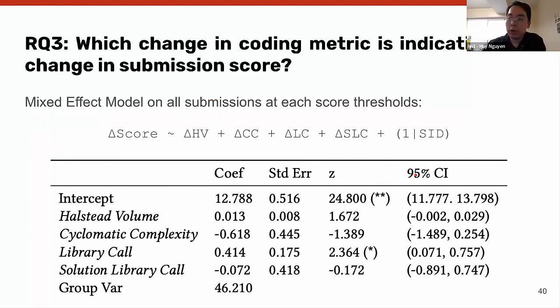So our results show that library code is once again a significant positive predictor of the change in submission score. So in other words, when the student has more library codes, then it is likely that their score also increases.